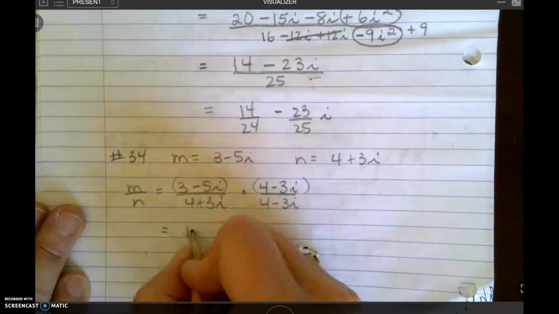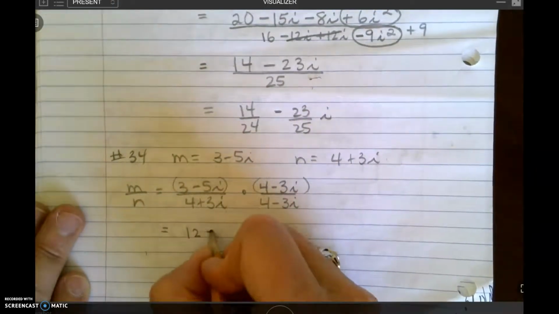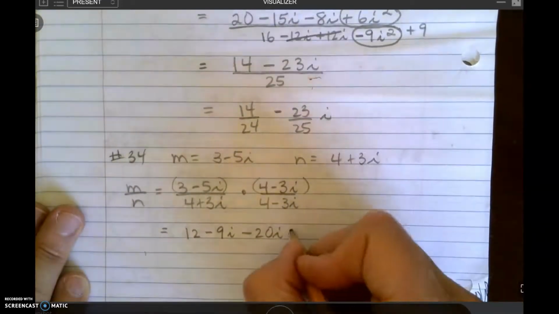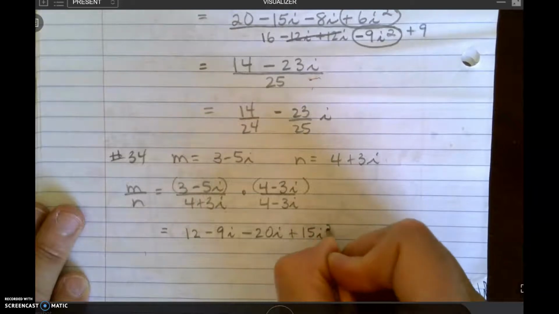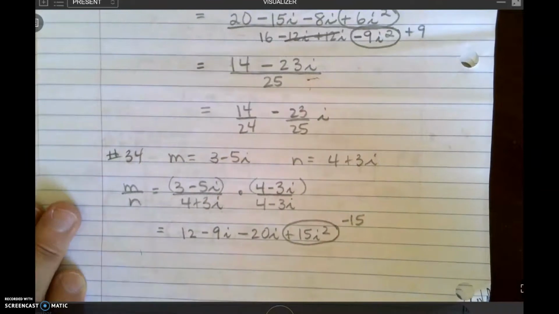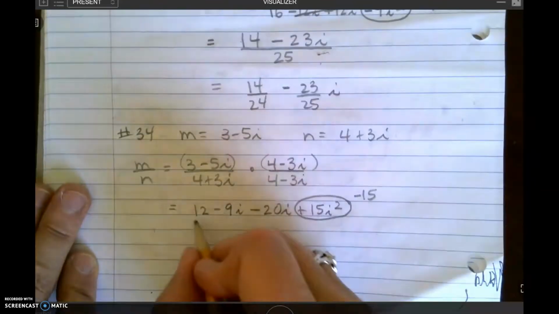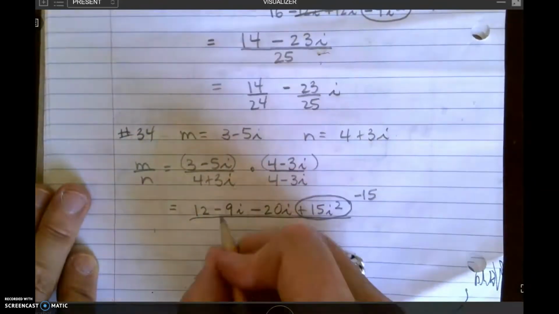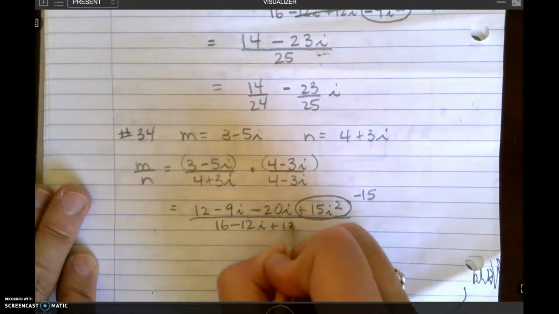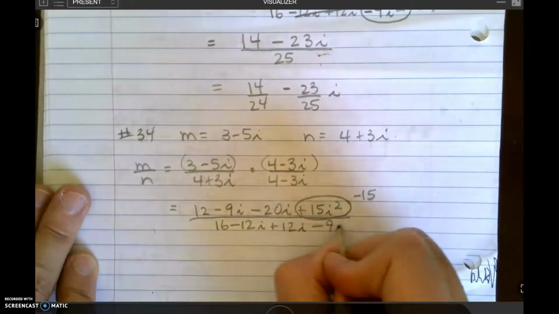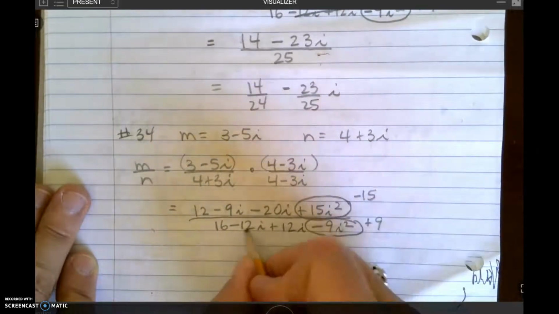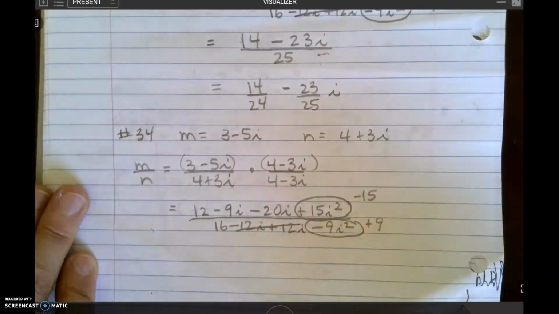I get 12. Outer terms minus 9i, inner terms minus 20i. Last term plus 15i squared, which is negative 15, since i squared is -1. In the denominator, I get 16 minus 12i plus 12i minus 9i squared. The 9i squared becomes plus 9, and the 12i's cancel.